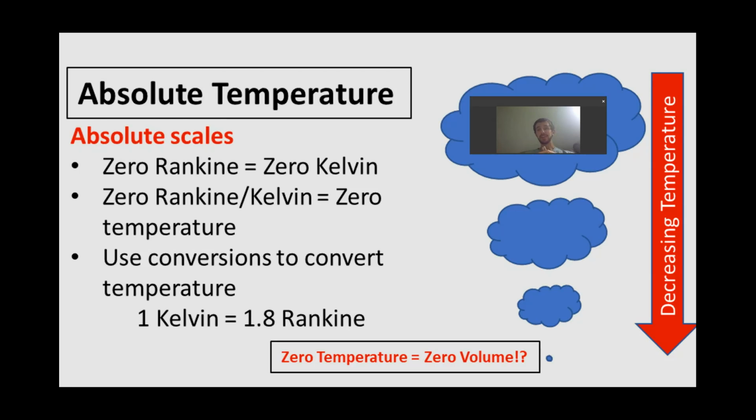Rankine is the same size as Fahrenheit, so the steps are the same. And to convert between the two, you'll see that next time. Kelvin has the same size step as Celsius. It just starts at 0 instead of starting at where water freezes. Now, when you're trying to convert between Kelvin and Rankine, because they are absolute scales, you can use a conversion factor where 1 Kelvin is equal to 1.8 Rankine.